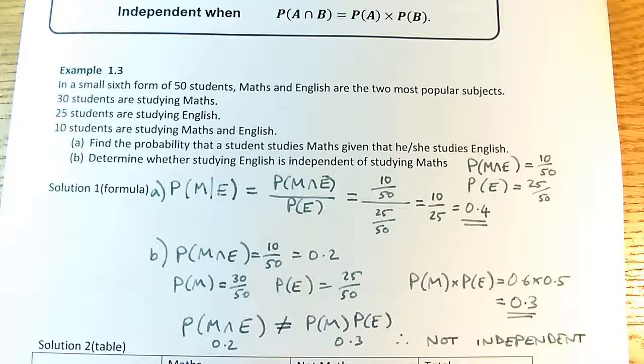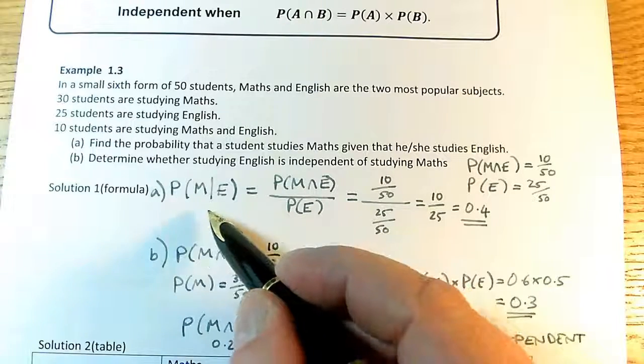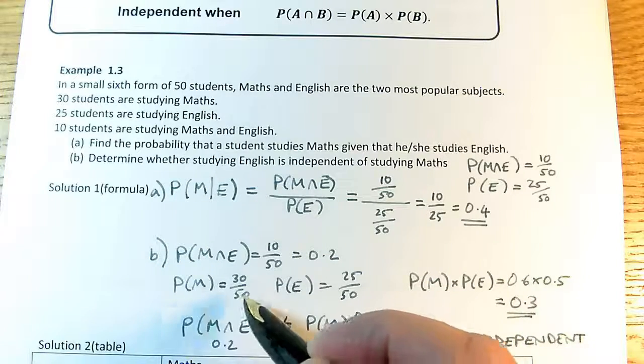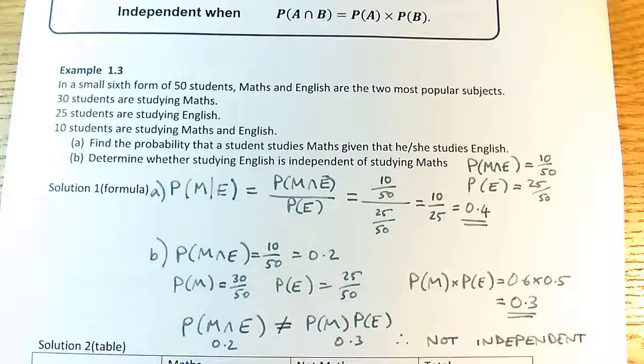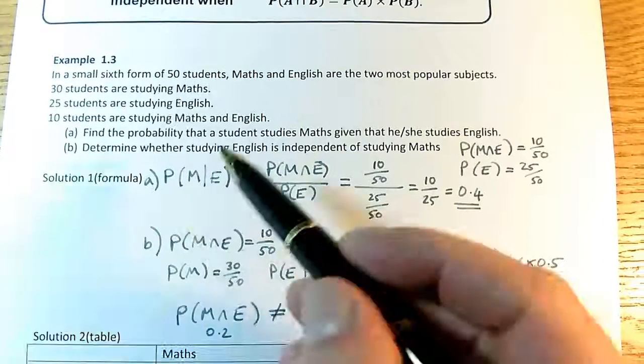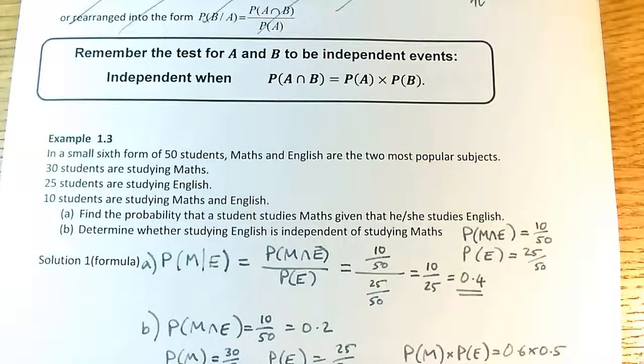So I can see from that mismatch between the probability of maths given English and just a straightforward probability of being maths. These two numbers being different is enough to show they're not independent. But to be honest, remembering this rule here and always applying it, you won't go far wrong. So that's why I did it that way.